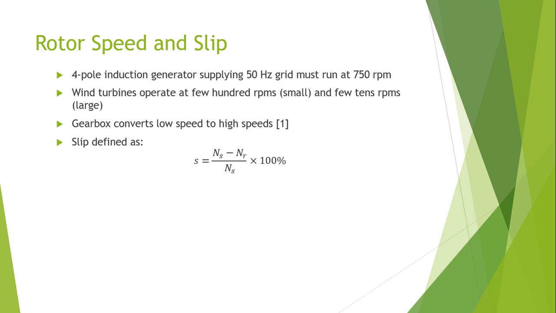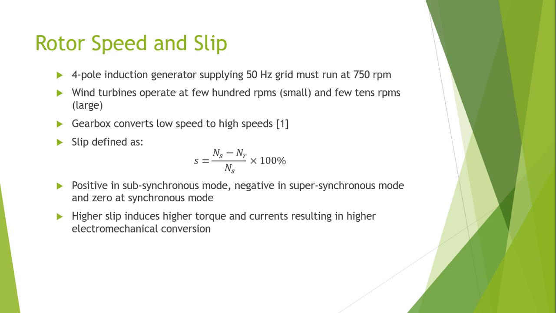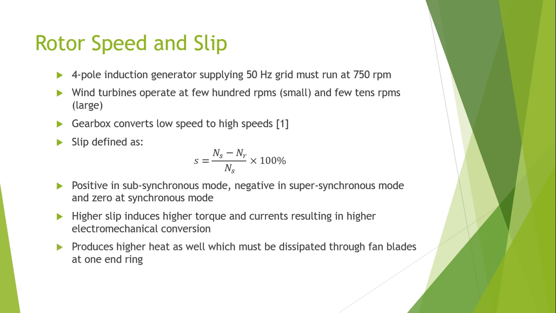The value of the induction motor slip is adjusted according to the load requirements of the driving torque at the normal working condition. The slip speed is positive in subsynchronous mode, negative in supersynchronous mode, and zero at synchronous mode, for the reason that I have just discussed. Higher slip introduces higher torque and currents, resulting in higher electromechanical conversion. Induction motors usually produce higher heat as well, which must be dissipated through fan blades at one end ring.